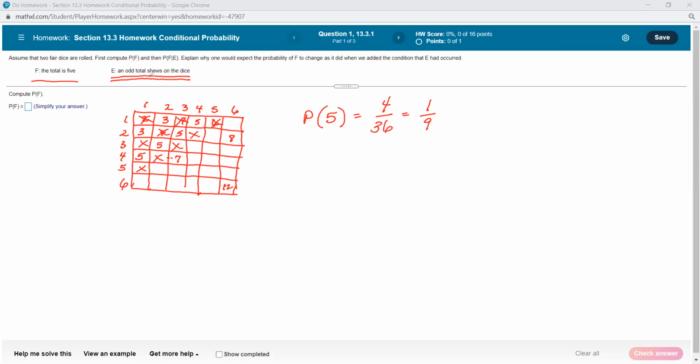If it says it's an odd number, then that reduces it down from 4 out of 36 to 4 out of 18, half of 36. 4 out of 18 reduces to 2/9. So the probability that we get a 5, given that it's odd, is going to be 2/9. Make sense? Let's look at another one.